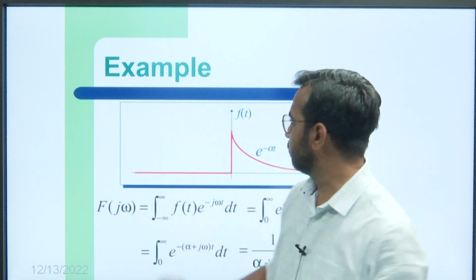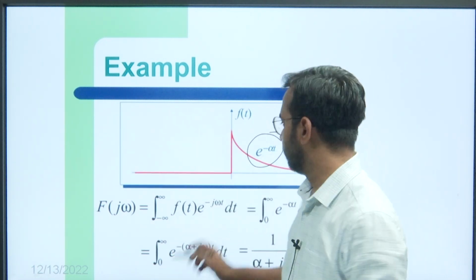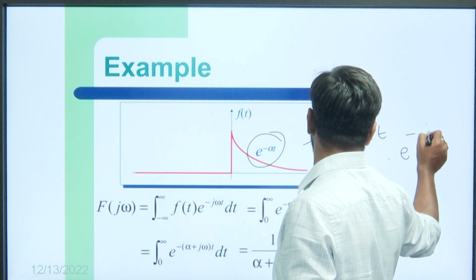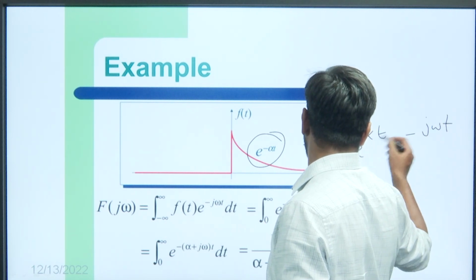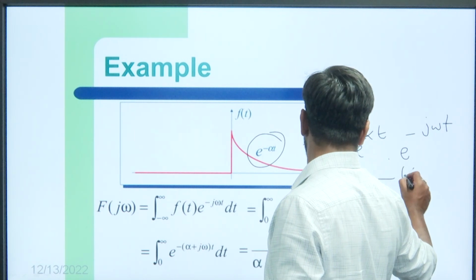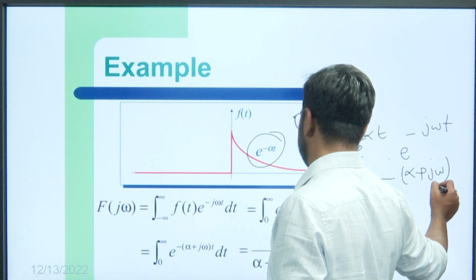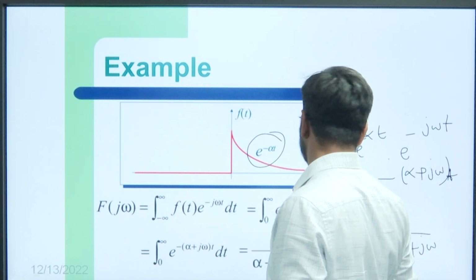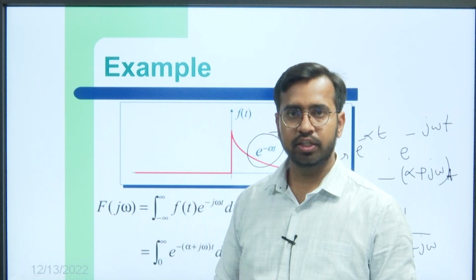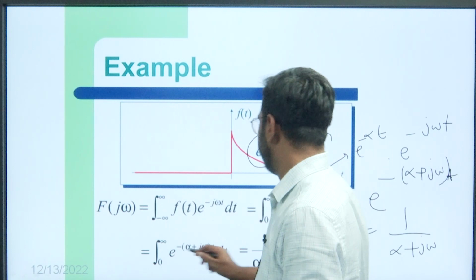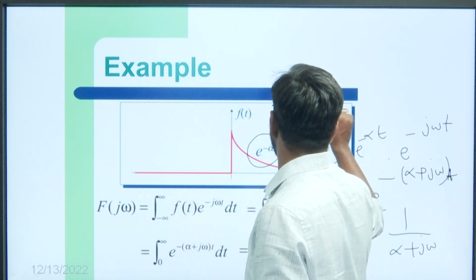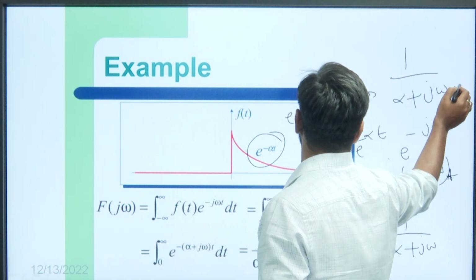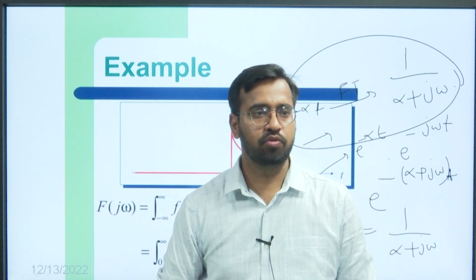Take one more example. This is e to the power minus alpha t. If you want to integrate similarly, see what will happen. Here we have e to the power minus alpha t and e to the power minus j omega t. As you know, the powers are added, so it will become e to the power minus (alpha plus j omega) t, and we get alpha plus j omega. So remember this integration is very useful: the Fourier transform of e to the power minus alpha t is 1 upon alpha plus j omega. This is very useful, and in many places you will be required to find this.